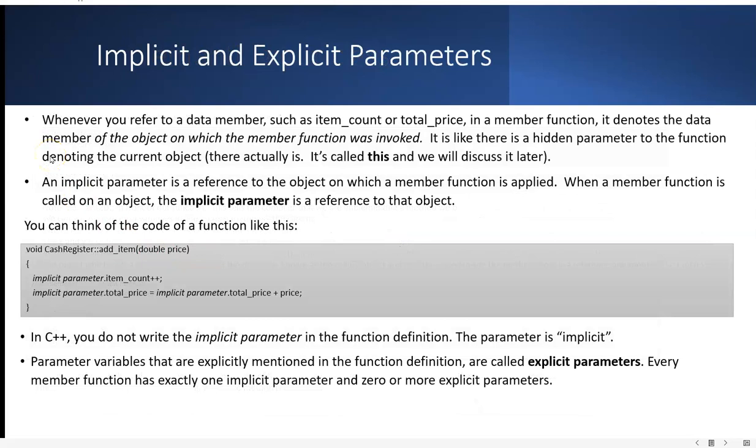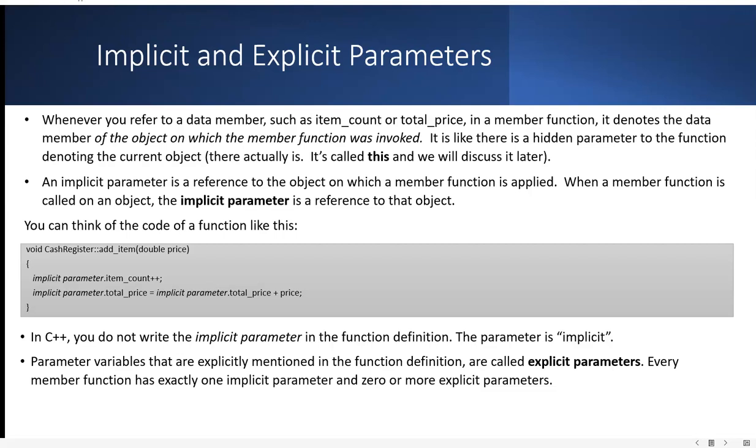Whenever you refer to a data member, such as item count or total price, in a member function, it denotes the data member of the object on which the member function was invoked. It is like there is a hidden parameter to the function, which there actually is, which denotes the current object, and it's called this, and we'll discuss that later.